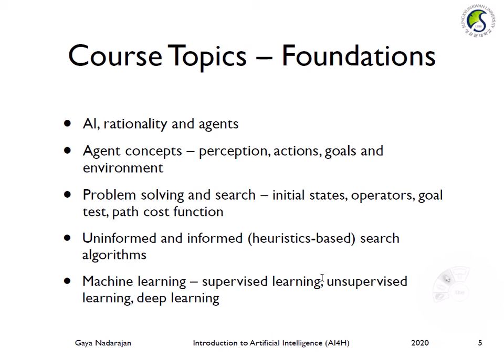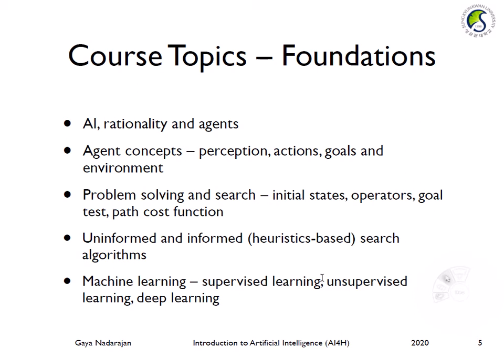And we'll then delve into problem solving and search. So how are problems solved in AI, and how do we go about searching for the solution? And we will start looking at actual algorithms, which are like recipes for how problems are solved. And there are going to be several types of search algorithms, like uninformed search algorithms and informed search algorithms.